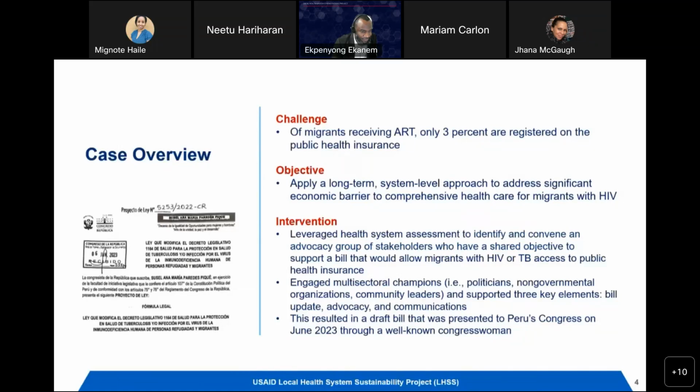participate in a health system mapping exercise where we found the levers that can move the problems we found. And one of those levers was facilitating access to public health insurance. So we decided to engage these people to advocate for a bill that would allow migrants with HIV or TB to access public health insurance.